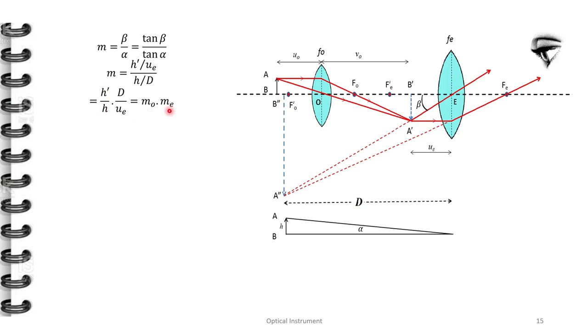h' upon h can also be written as MO, which is the linear magnification formula of an objective lens, that is, the size of the image to the size of the object. And D upon UE can be written as ME, which again is the linear magnification formula for an eyepiece, that is, the distance of the image, which is D, to the distance of the object, which is UE. Similarly, we can also write MO as VO upon minus UO, since the magnification formula of an objective lens can also be written as the distance of the image to that of the distance of the object.